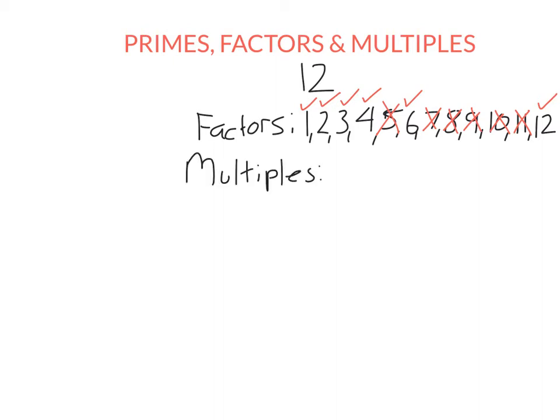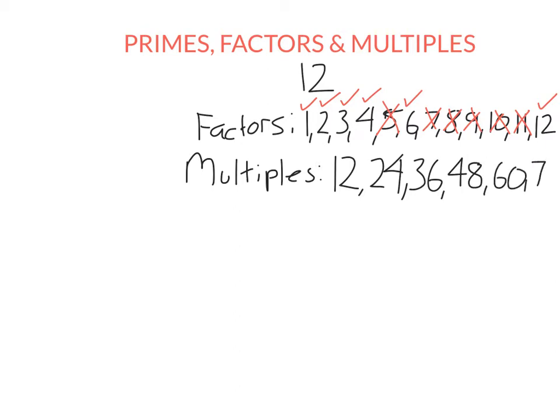The multiples of a number are just all the numbers divisible by that number. So the multiples of 12 include every number divisible by 12. 12 is divisible by 12. 24 is divisible by 12. We're counting up by 12s. All of these numbers I'm writing are multiples of 12 because if you divide them by 12, you get a whole number. So there are infinitely many multiples of 12. I could keep going. 84, 96, they keep going on forever.